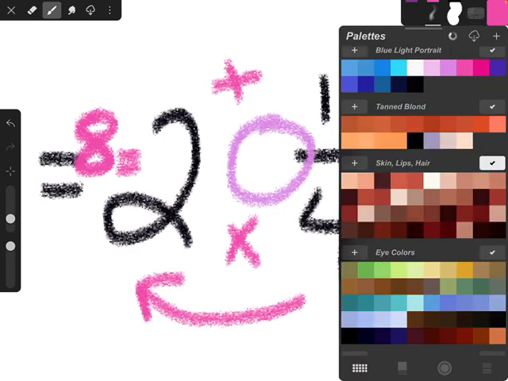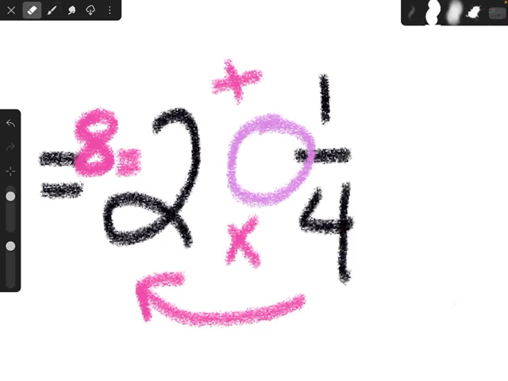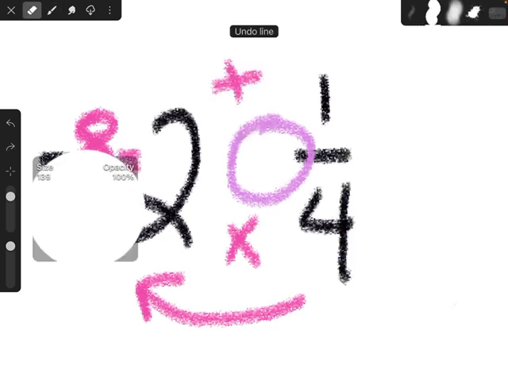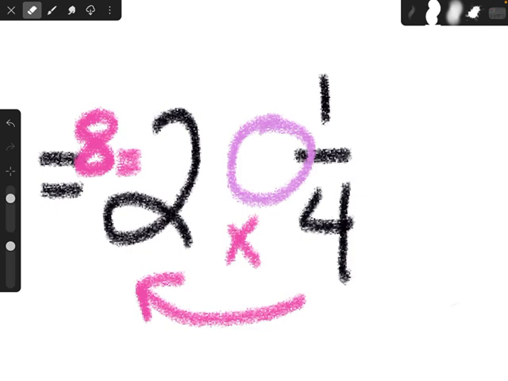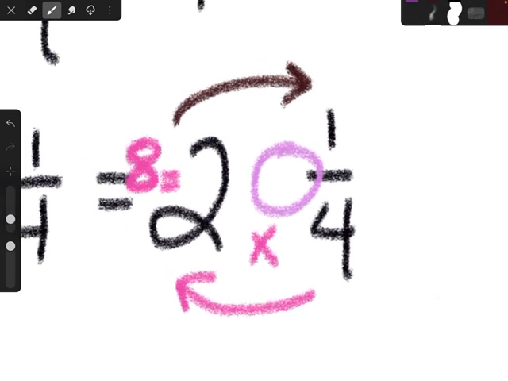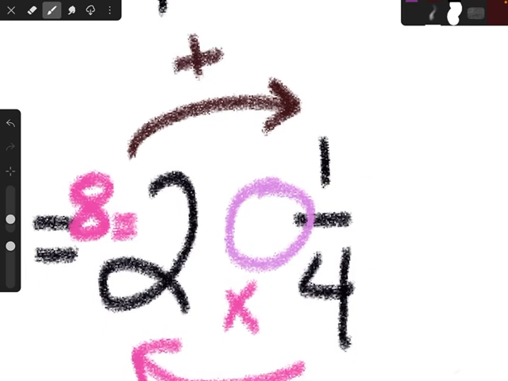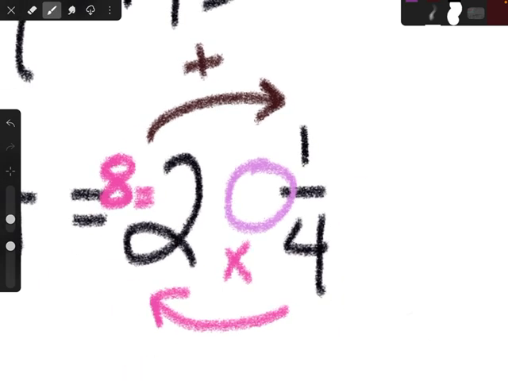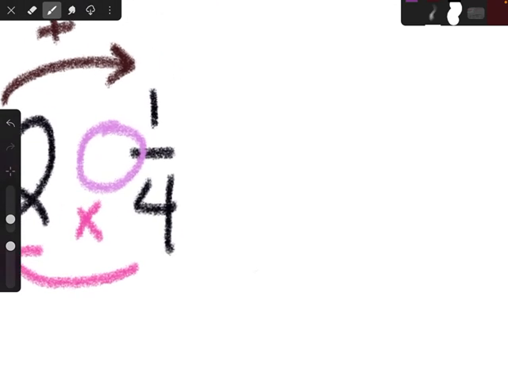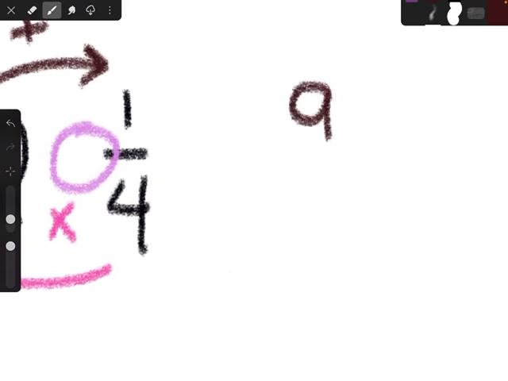I want to change the color again, not to that color, maybe to this color. And I don't remember changing it to that color, but all right. 8 plus 1 is what? 9. So now we're going to put 9 right here.